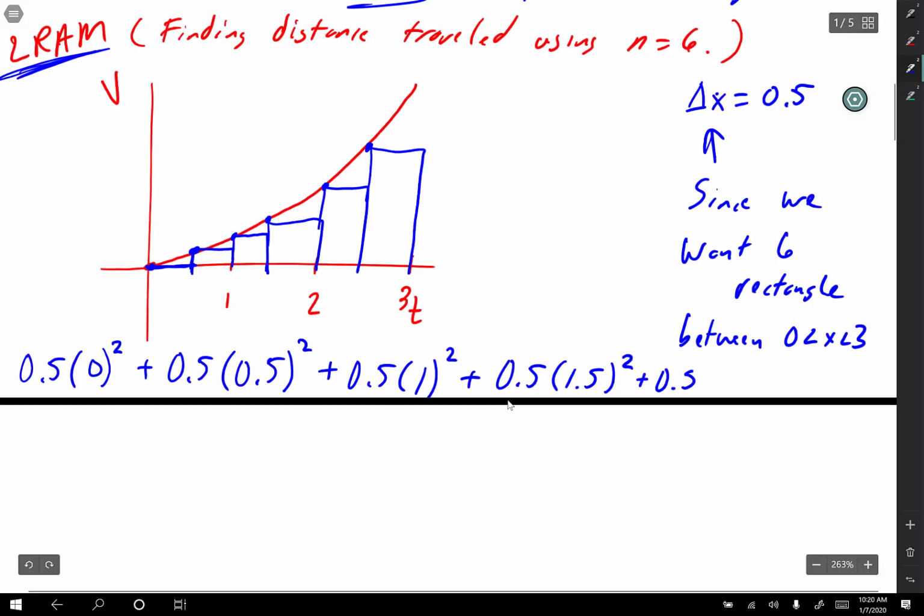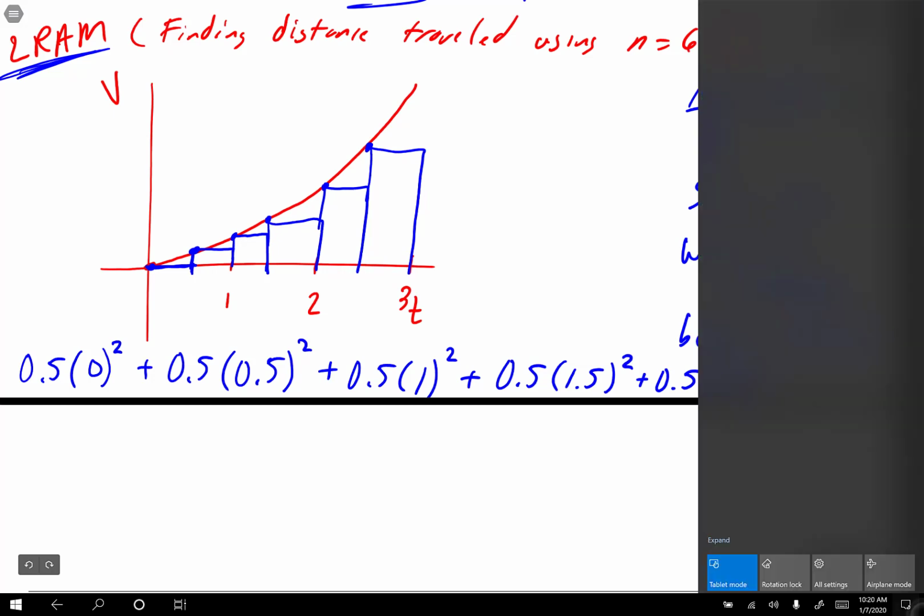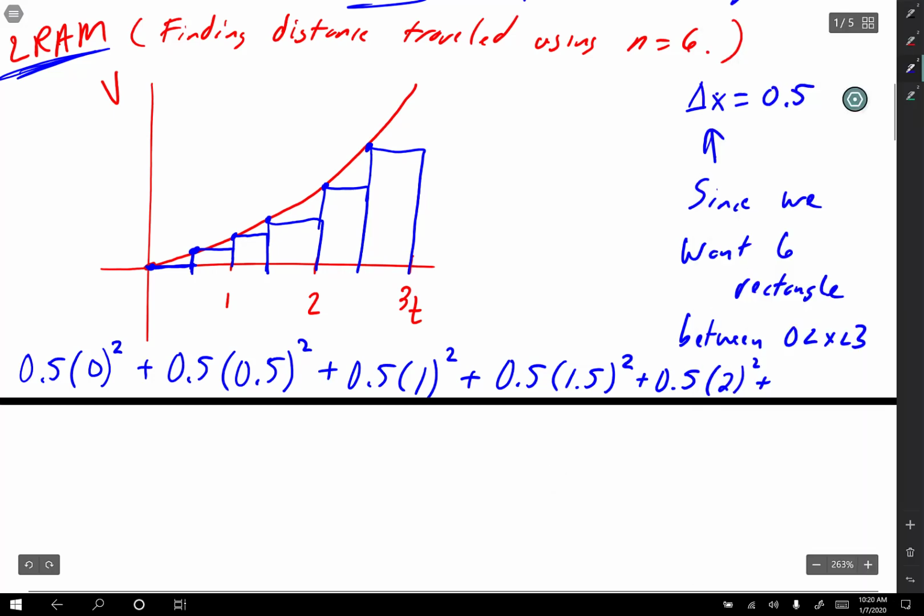Plus. I'm writing it all out for now, but later on you can write dot dot dot. 0.5 times 2 squared. I got one more. 0.5 times 2.5 squared. What are we multiplying by 0.5? Each one of these widths is 0.5. This width right here is 0.5. And then the height is dictated by this curve, which is t squared.